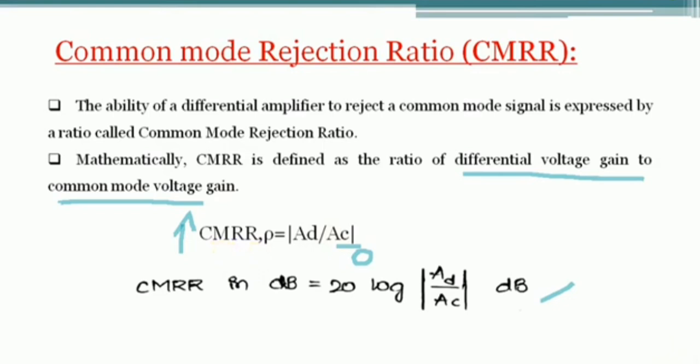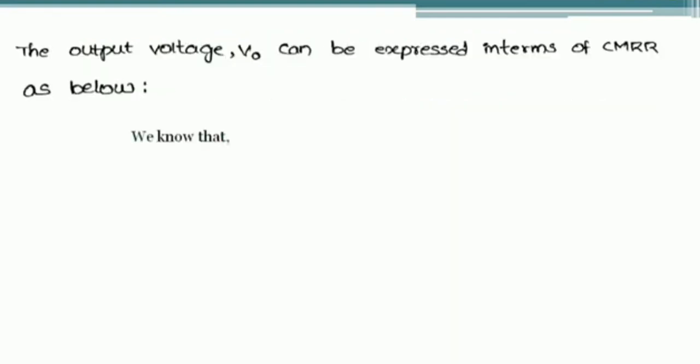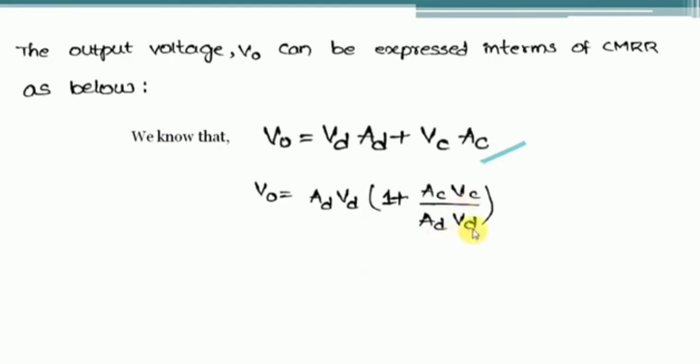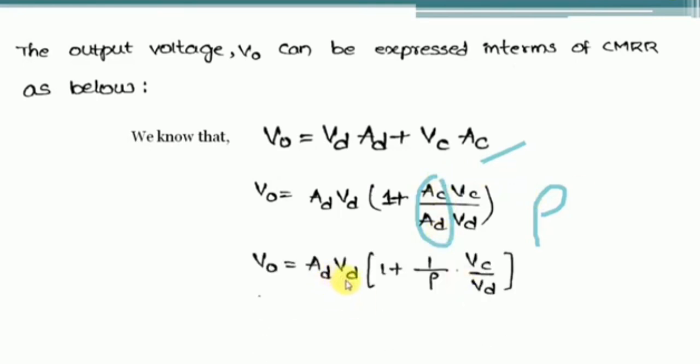Now we are going to see how to express the output voltage of the differential amplifier in terms of CMRR. We know that the output voltage V0 is AdVd plus AcVc. Taking AdVd common, the expression is AdVd into 1 plus Vc into AC by AdVd. We know that the CMRR expression is rho equals AD by AC, so we can write AC by AD as 1 by rho. Finally, the output voltage V0 is AdVd into 1 plus 1 by rho into Vc by Vd.